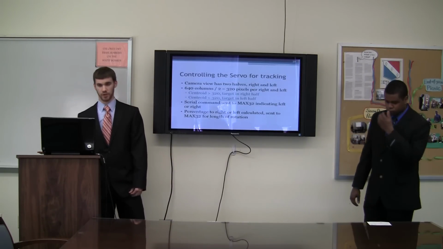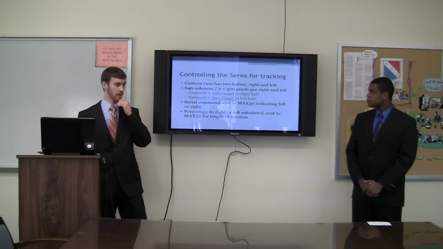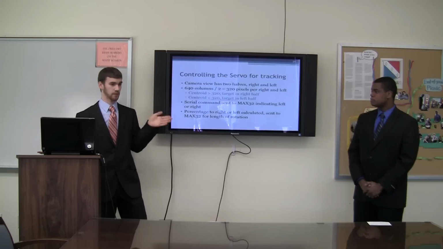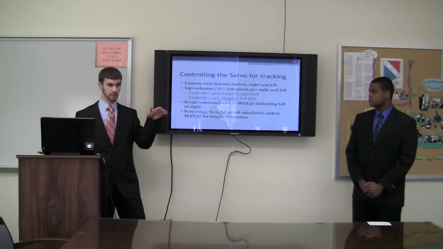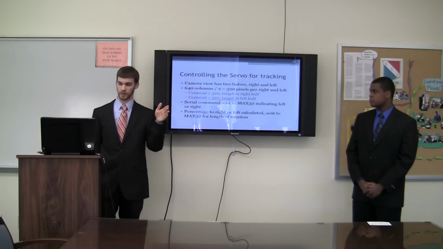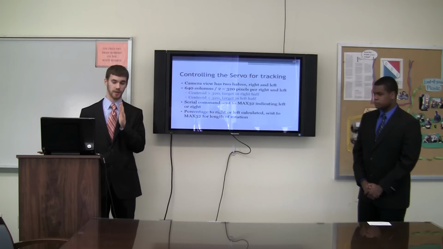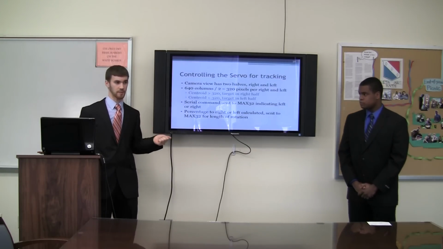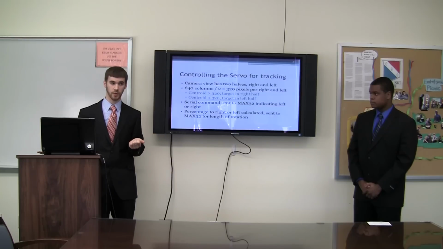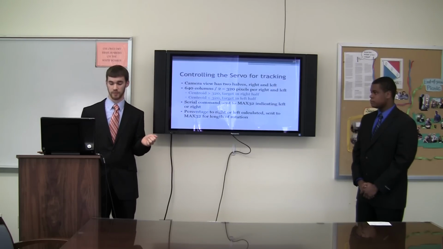Now, to control the servo to turn the camera towards our object, we have to take some math into account. There's the camera view, which has 2 halves, left and right. Since we're using a 640 by 480 matrix, we have 640 columns, and we divide that by 2, so each half has 320 pixels. If the column value of the centroid of the object we're trying to track is larger than 320, it's in the right half. If it's below 320, it's in the left half of the camera view.